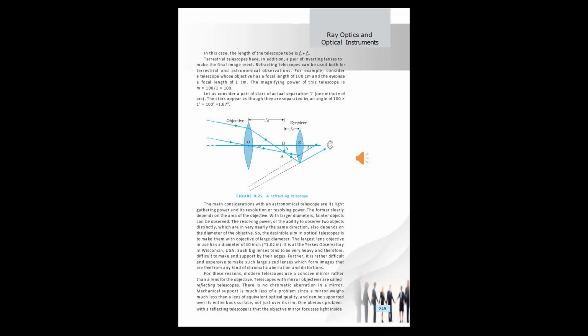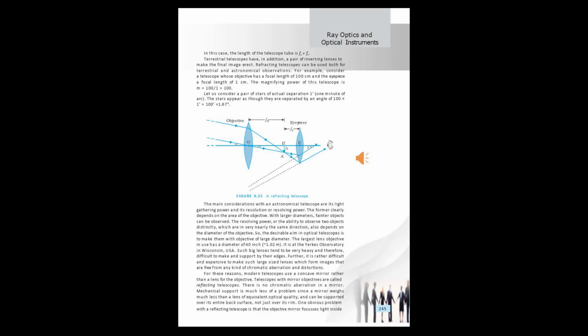Such big lenses tend to be very heavy and therefore difficult to make and support by their edges. Further, it is rather difficult and expensive to make such large-sized lenses which form images that are free from any kind of chromatic aberration and distortions. For these reasons, modern telescopes use a concave mirror rather than a lens for the objective. Telescopes with mirror objectives are called reflecting telescopes. There is no chromatic aberration in a mirror. Mechanical support is much less of a problem since a mirror weighs much less than a lens of equivalent optical quality, and can be supported over its entire back surface, not just over its rim.